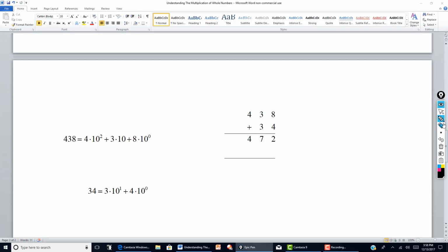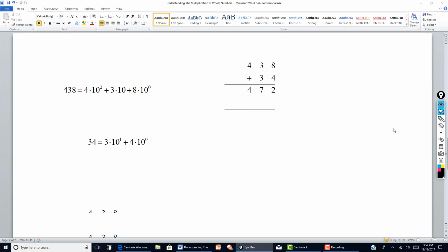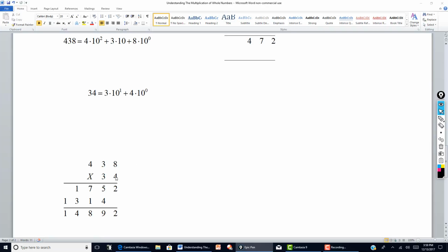Okay, so the way this is normally done, you see it over here. So I have 4 times 8. 4 times 8 is 32. Okay, but 32 has 3 tens and 2 ones. So the digits in these locations have to be from 0 to 9, so I can't put a 32 here. Since that's the ones place, I put the 2 there, and I carry over the 3 to this one.